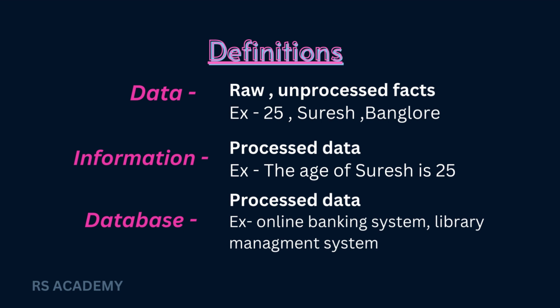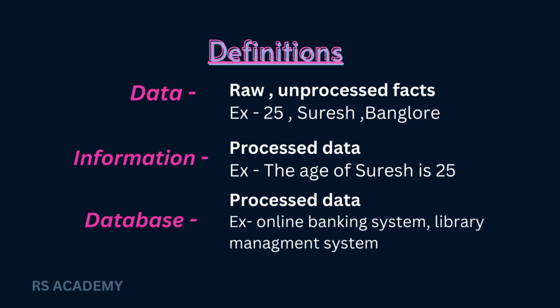Next, we have what is information. So these unprocessed facts, when they are processed to make a meaningful context, then this is called information. Or in other words, I can say it is the processed data. Like, for example, the age of Suresh is 25. So here I take the raw facts or the unprocessed facts, process them to make a meaningful context, and that is called information.